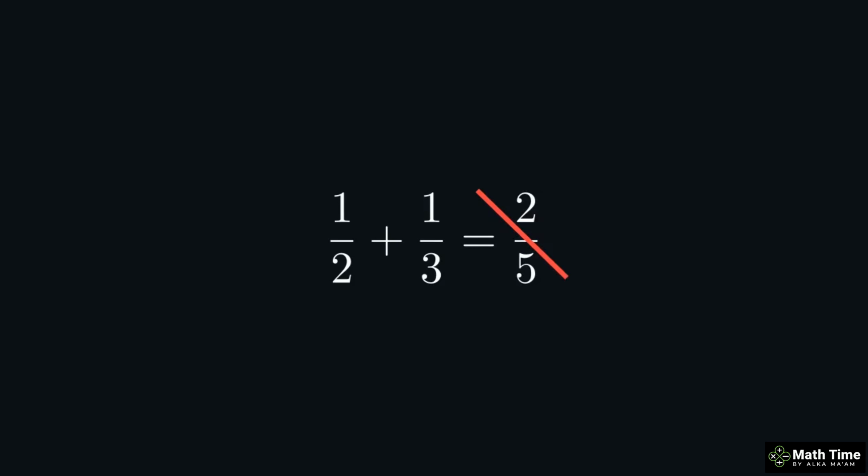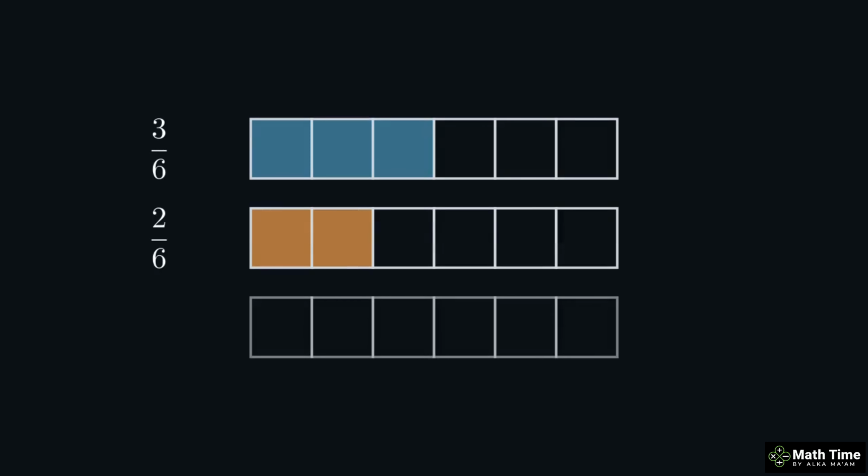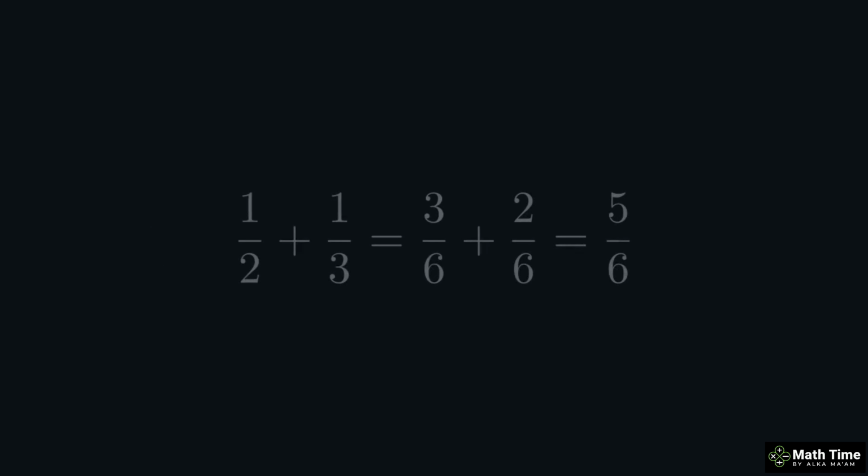When adding 1/2 and 1/3 to get 2/5, we hit a physical problem. These blocks are different sizes, but slice both into sixths, giving 3/6 and 2/6. The identical pieces now combine into 5/6. Common denominators ensure we are counting the same thing.